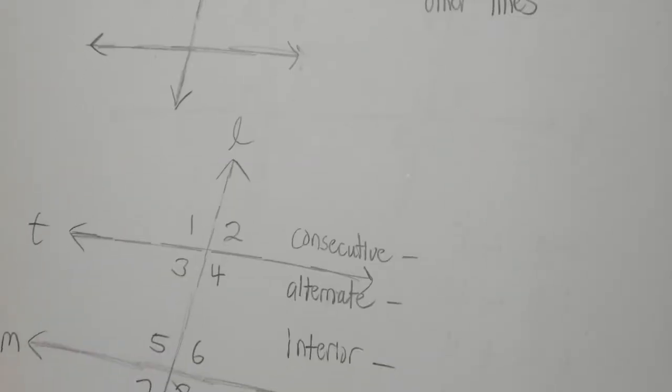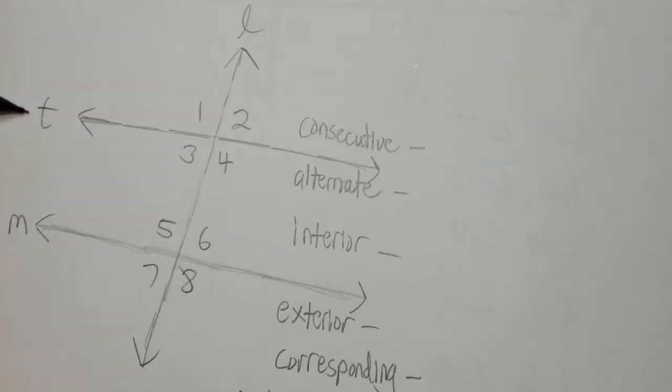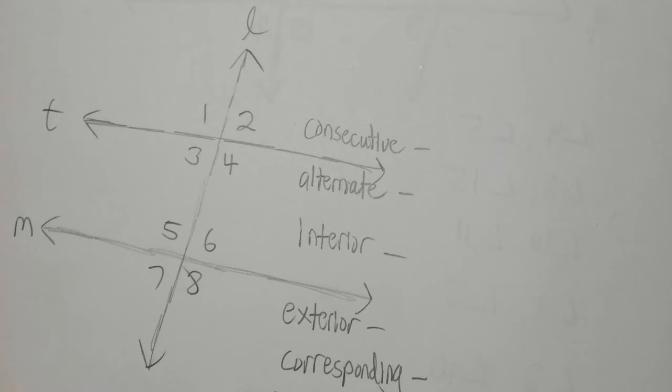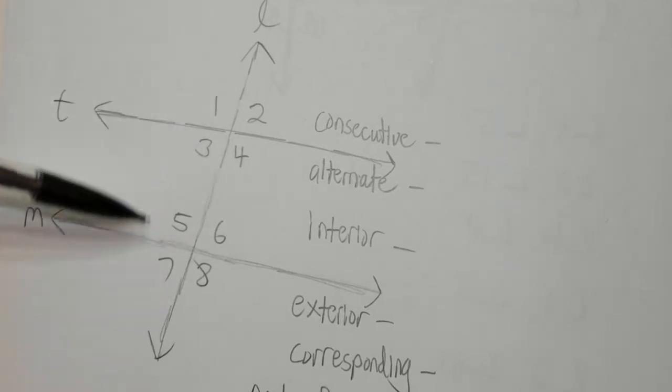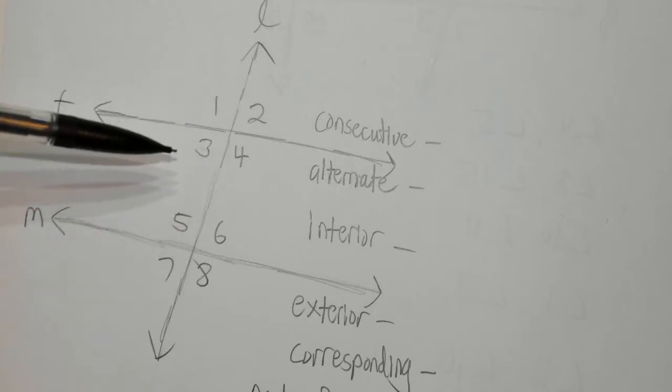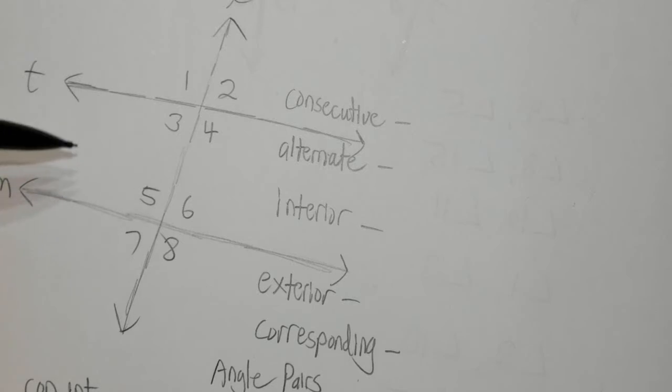Alright, so we've got another transversal here. Line L is cutting lines T and M. When that happens, you've got 8 different angles that are formed, and they're labeled here 1 through 8. Okay, so we have some more vocabulary words that we need to define.